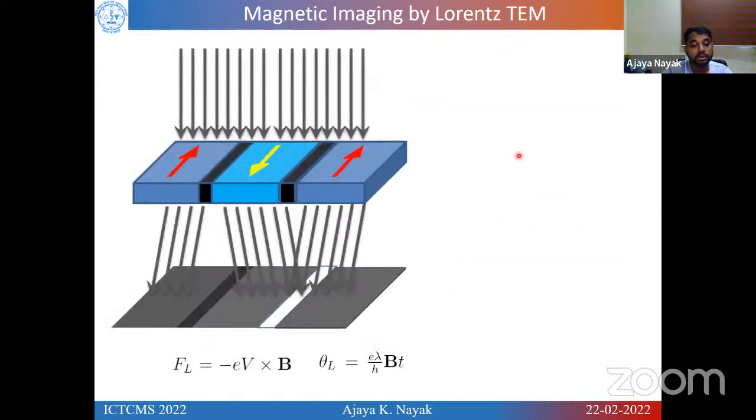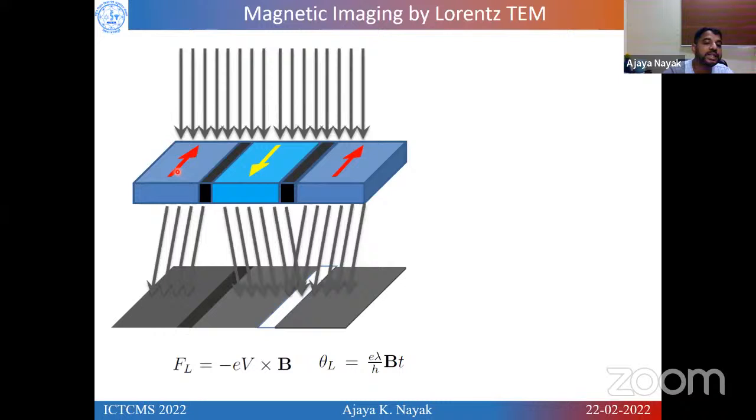This Lorentz transmission microscopy was used in the 1980s to visualize domain walls. If electrons are coming in like this and the spin magnetic moments are perpendicular to the direction of the electrons, then it gives a Lorentz force, and from that the name Lorentz microscopy comes.